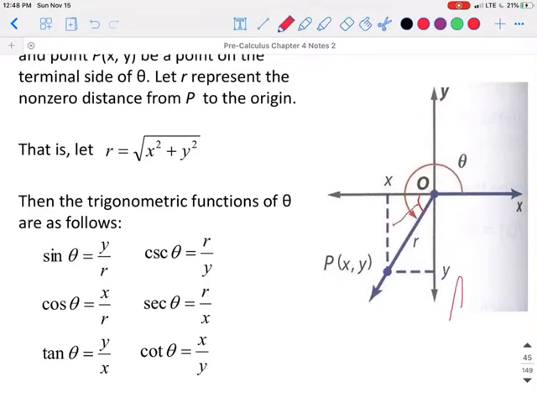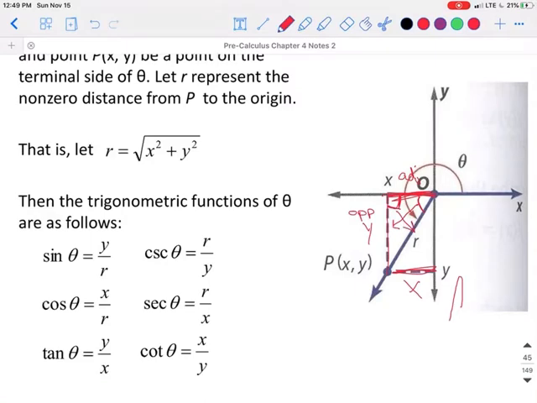Since this is our angle, the side across from the angle tells you how far down you've gone, so that's your y value. That's the opposite side. The side between the angle and the 90 is your adjacent side, which is also the same distance as over here, which is your x value. And the hypotenuse, the side across from the 90, is your r value.